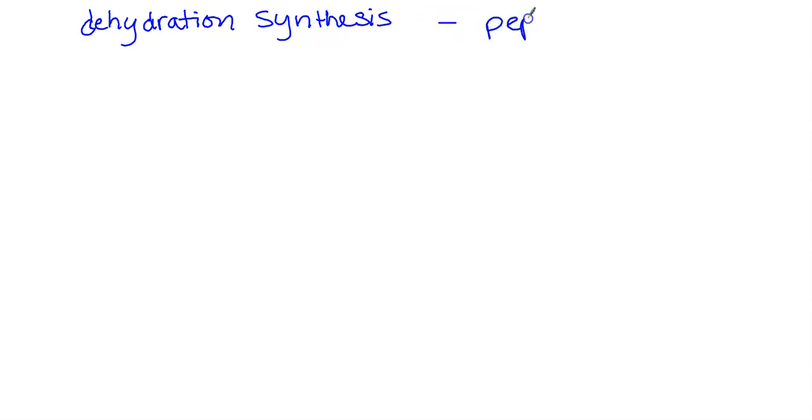The reaction that joins two amino acids to form proteins is called dehydration synthesis. And the bond that's formed is called a peptide bond. Therefore, two amino acids linked together is called a dipeptide, because it's two amino acids joined by a peptide bond.